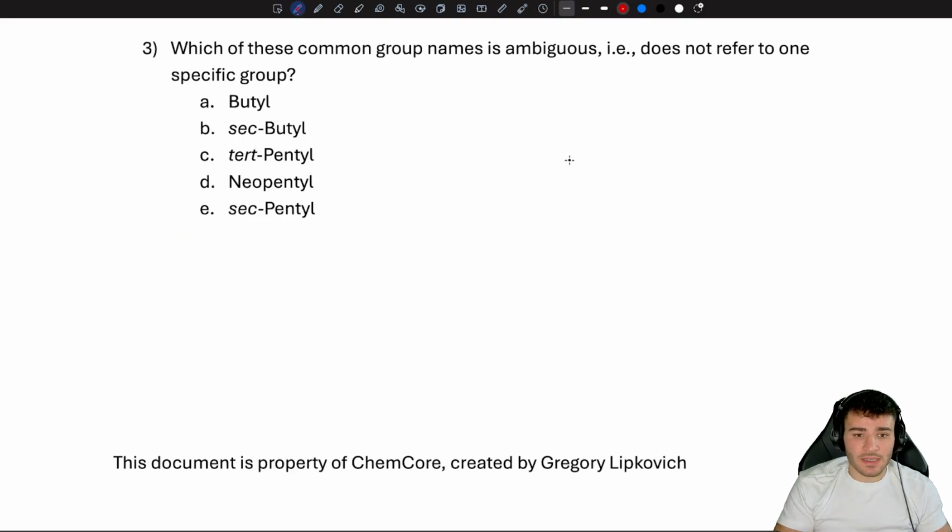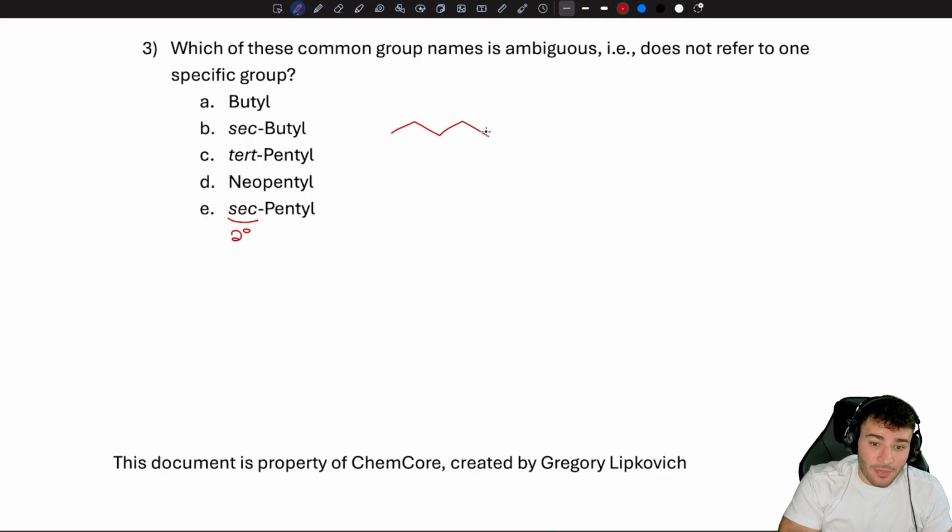Question 3, which one of these common names is ambiguous or does not refer to one specific group? And this is something that I mentioned in the previous 2 problems. If you're skipping to this question, I really suggest you watch the first 2 questions because it'll make sense, in which saying sec-pentyl doesn't actually mean anything. Because if we think about what sec means, it means attached to a secondary carbon.